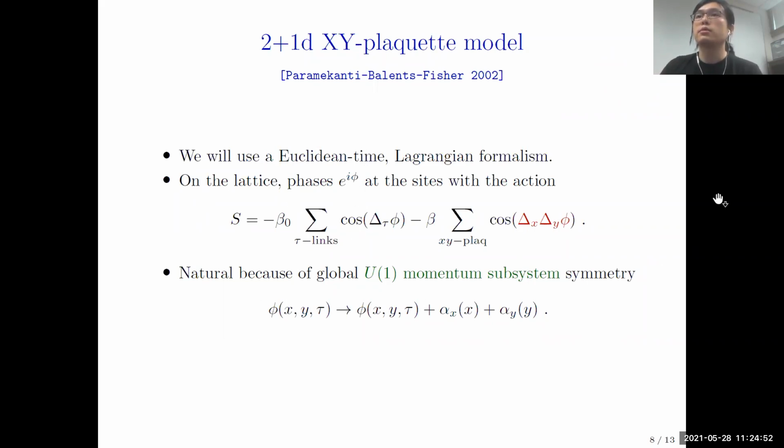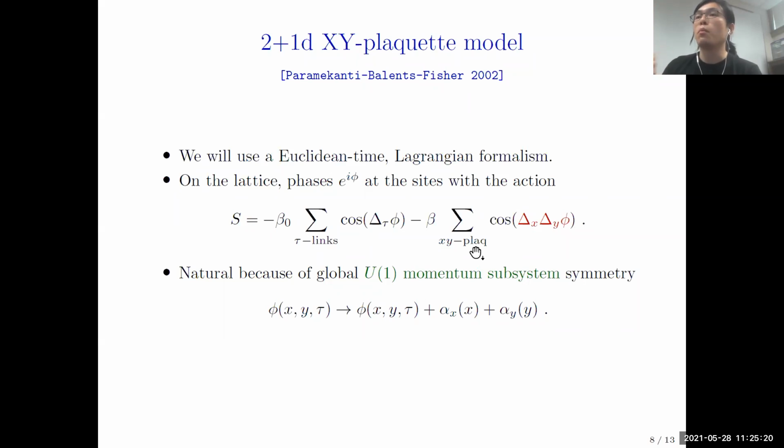And here is the action. Its action, first of all, in the time direction is standard, which is simply cosine of the difference of phi connected by a tau link. And then there are also plaquette interactions in the XY directions, which is cosine of the alternating sum of phi around the plaquette. So this XY plaquette model is natural in the Hamiltonian theory sense.